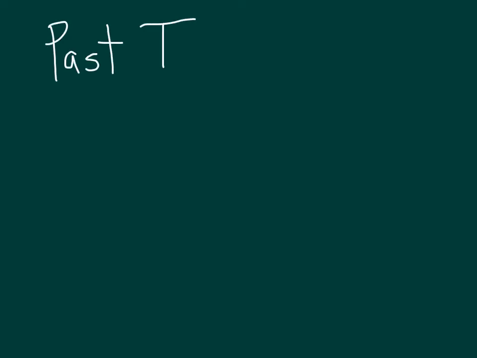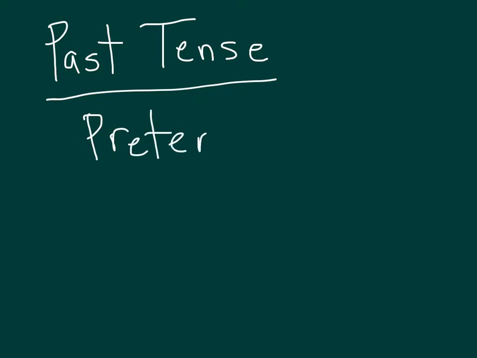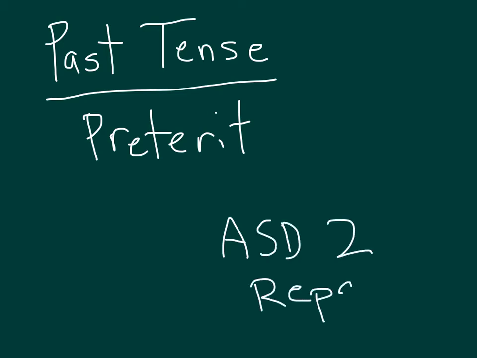If you've missed class because of all the testing that we've been doing, this would be a good resource for you because you can take your time and really look at it. So the past tense in Spanish is called preterit. And this presentation of the preterit goes along with the Así se dice Spanish 2 repaso work that we're going to be doing in class.